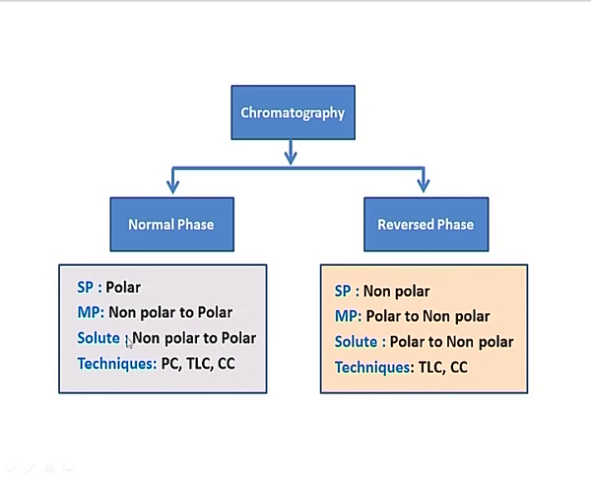Now, there is something about the mobile phase. In a normal phase column, you would require your mobile phase to begin with to be a non-polar mobile phase, and I will just explain why you would need a non-polar mobile phase, and you could gradually increase the polarity of the mobile phase. Likewise, in the reverse phase column, you would start with a mobile phase which is very polar, and gradually you would go down the polarity.